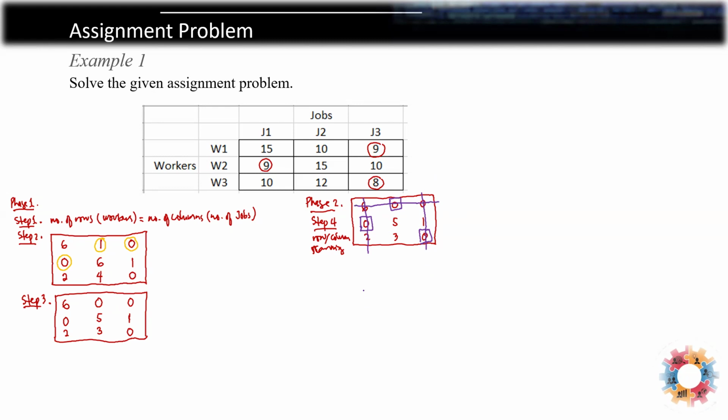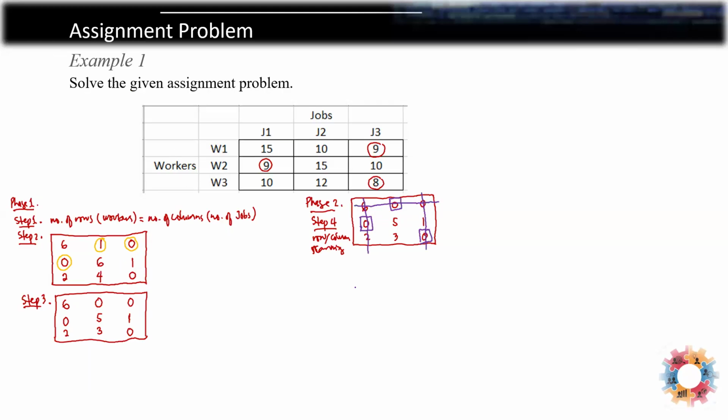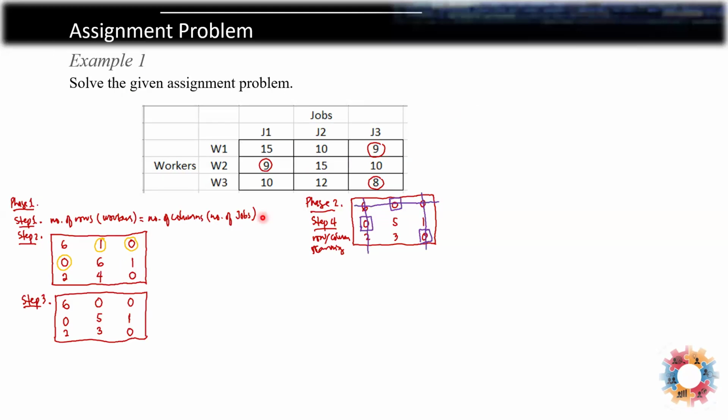Okay? And then, after doing step number 4, row column scanning, or drawing the minimum number of lines to cover all zeros, take note here that all zeros are covered. We now check the optimality test. According to step number 5, optimality is reached if the number of lines drawn is equal to the order of the matrix. So let's check this.